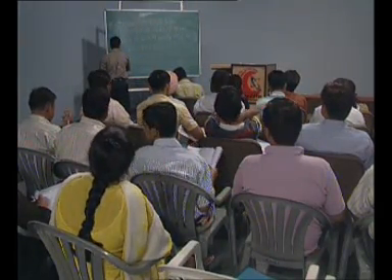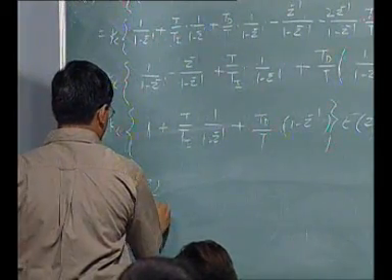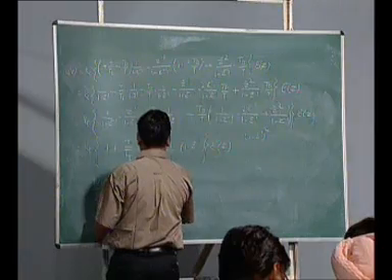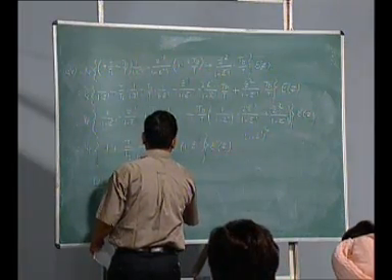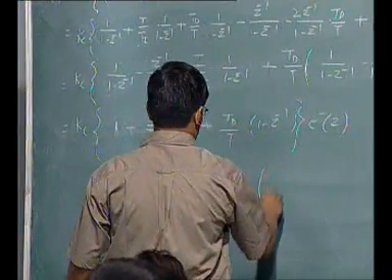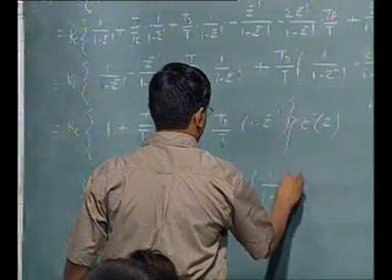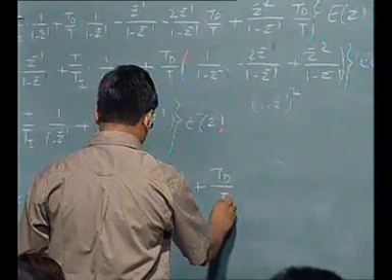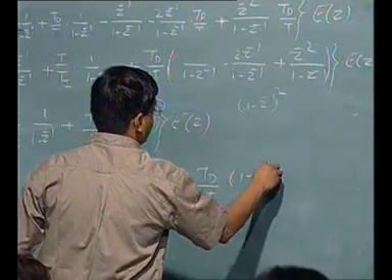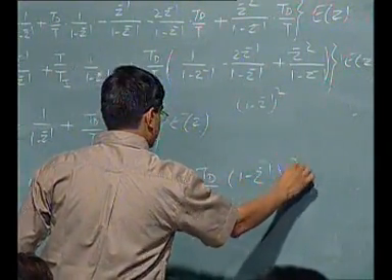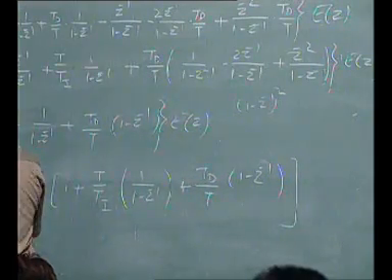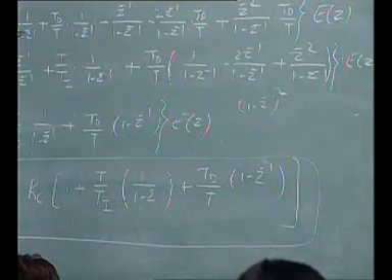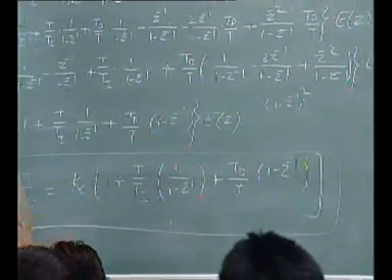Then directly you can write Uz upon Ez equals Kc times [1 plus T upon Ti times 1 upon 1 minus Z inverse plus Td over T times (1 minus Z inverse)]. This is the transfer function representation of the PID control algorithm.